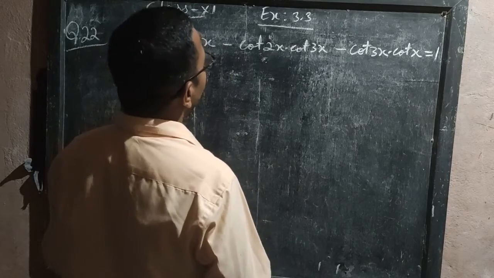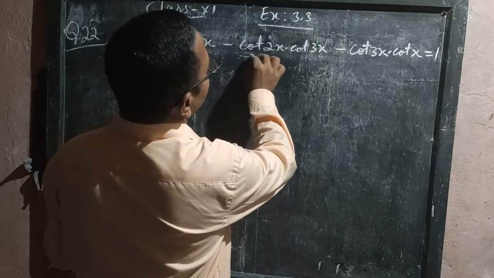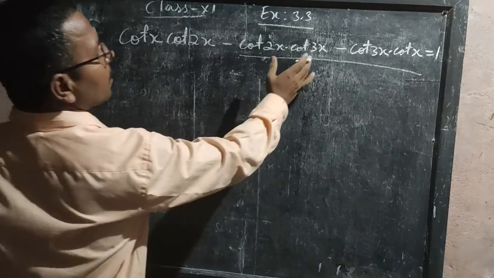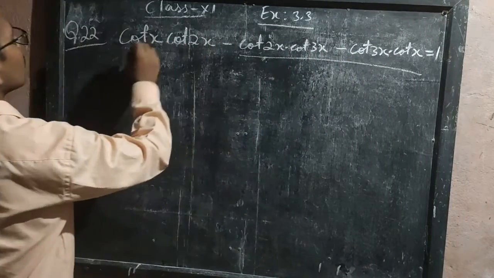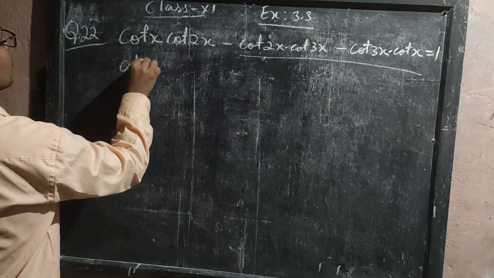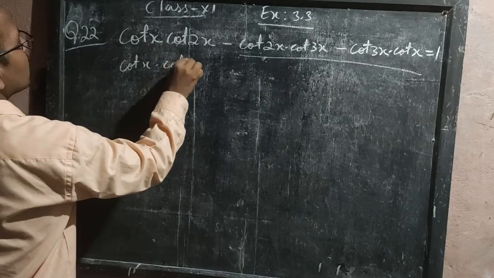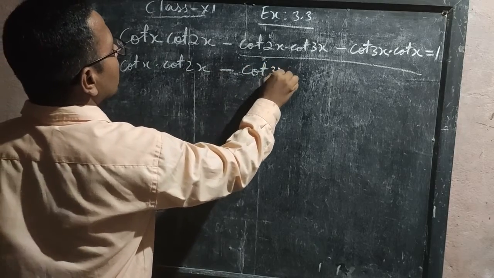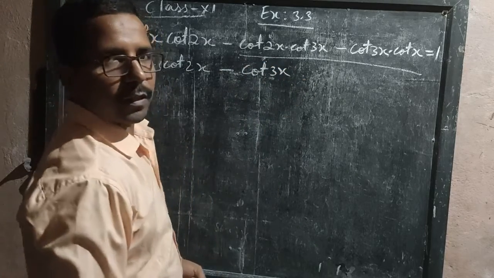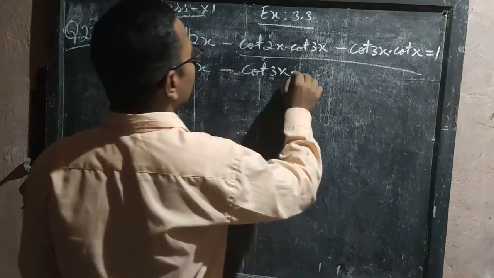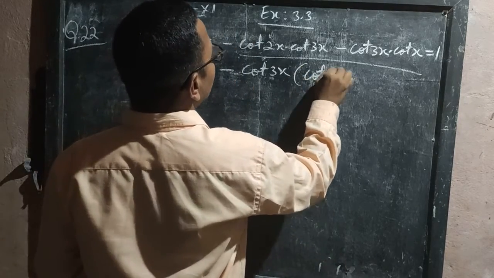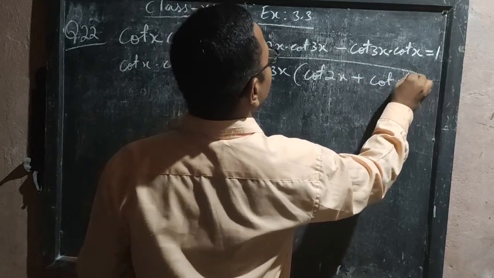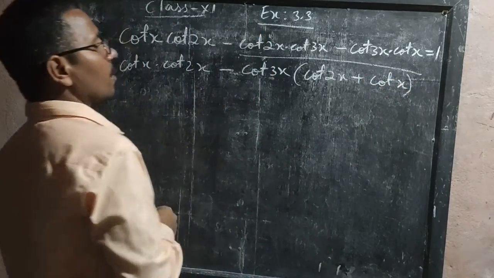So first, what we will do is take something common from these two terms. That means we get cot 3x common. So cot x into cot 2x, minus cot 3x common. If we take cot 3x common, what will we get? Cot 2x plus cot x. We will get this on the LHS side.